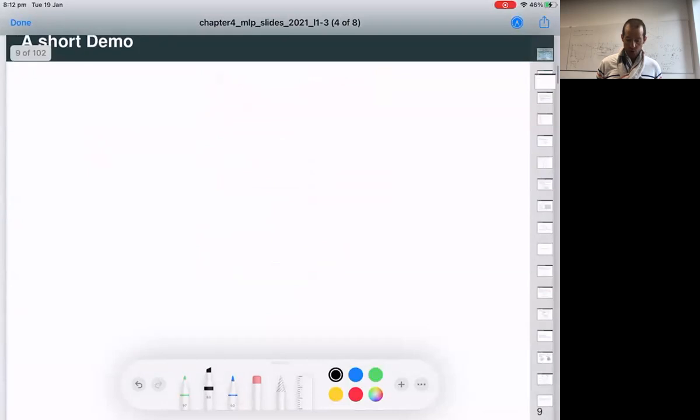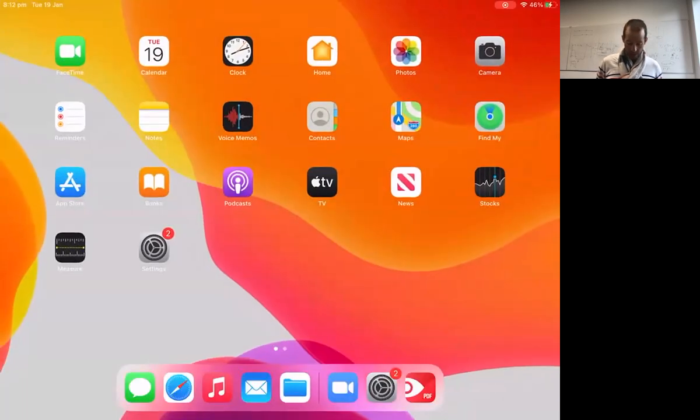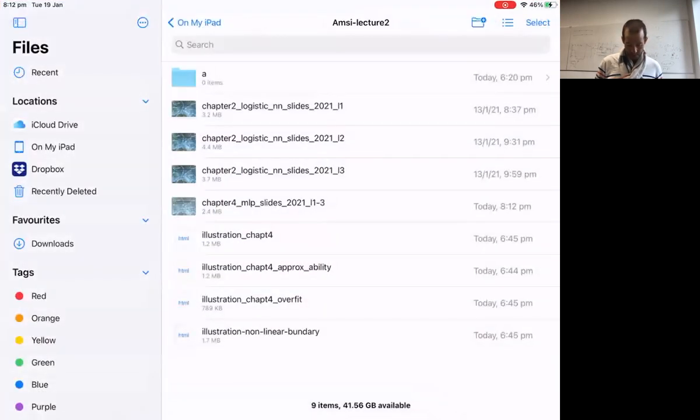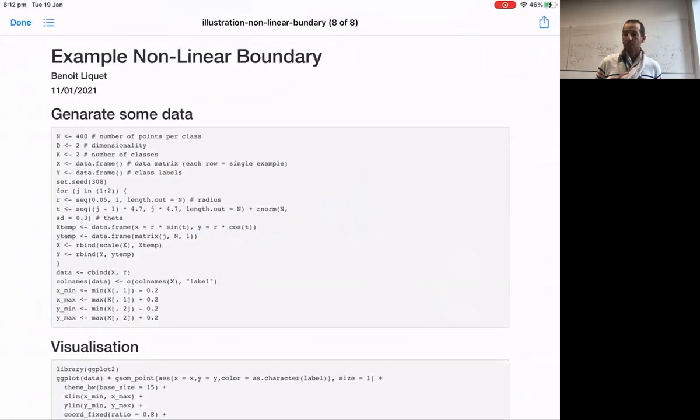For the short demo, we need to go through another file, which is nonlinear boundary. Do you get this file? Don't be scared about the R code. It's just so that if you want to reproduce this example, you will be able to. So I'll give you a little time to get this file.